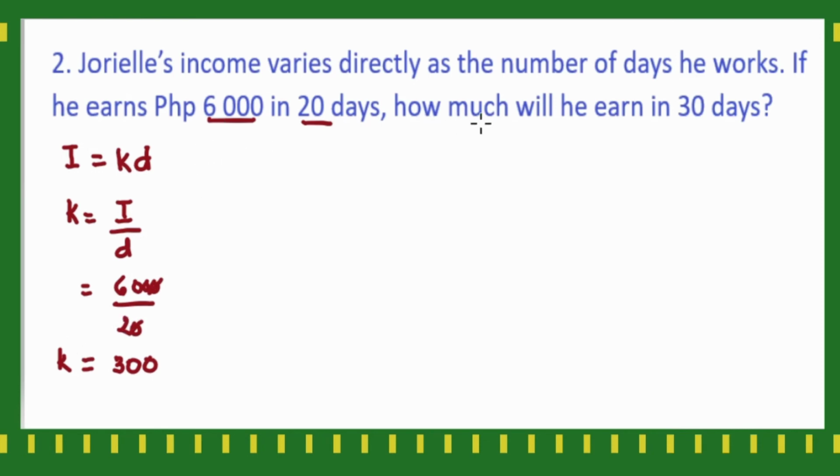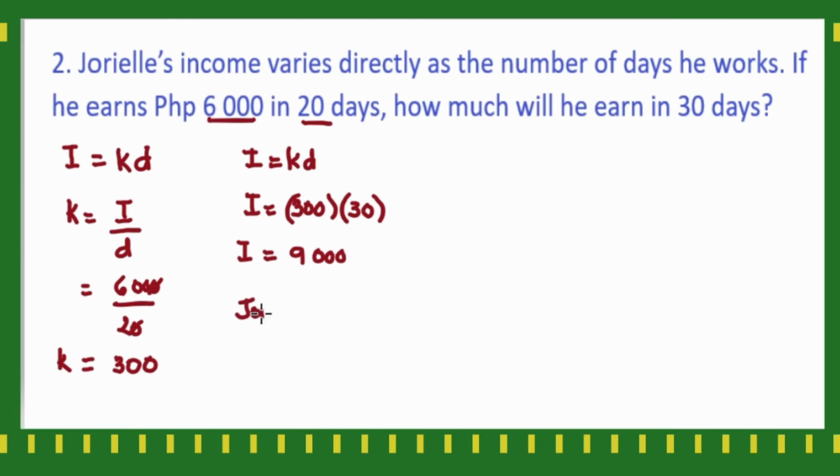So, let's find now how much he will earn in 30 days. So, what he's asking for is income. So, income is equal to KD, our first equation, the original equation. His income per day is 300 pesos in 30 days. So, we have 300 times 30 is 9,000 pesos. So, you will write: Joriel will earn 9,000 pesos in 30 days.